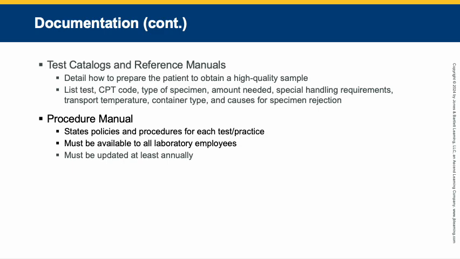Test catalogs and reference manuals. There are searchable online menus of catalogs. There are examples of quality assurance documents that are made available to customers and blood collectors at all specimen collection sites.